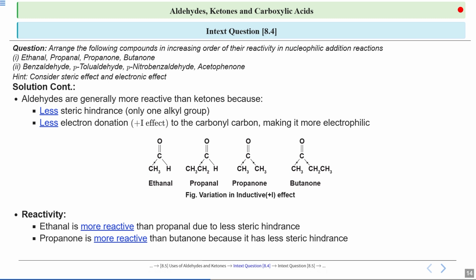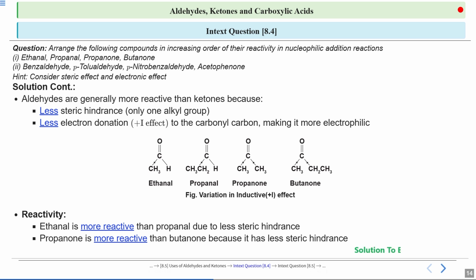If you compare two different ketones, that is propanol and butanol, in propanol on both sides you have one methyl group, whereas in butanol on one side you have a methyl group and on the other side you have an ethyl group. So in butanol there is more steric hindrance. So the incoming nucleophile would find it difficult to attack the carbonyl carbon.